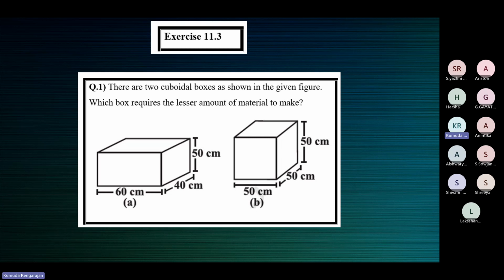Now, which box requires lesser amount of material to make? The material used will make the body of the box, and the body is nothing but the area, which you can feel outside. So you need to find the total surface area of both the boxes, not the volume. You should not compare their volumes because you're not doing anything inside the box.